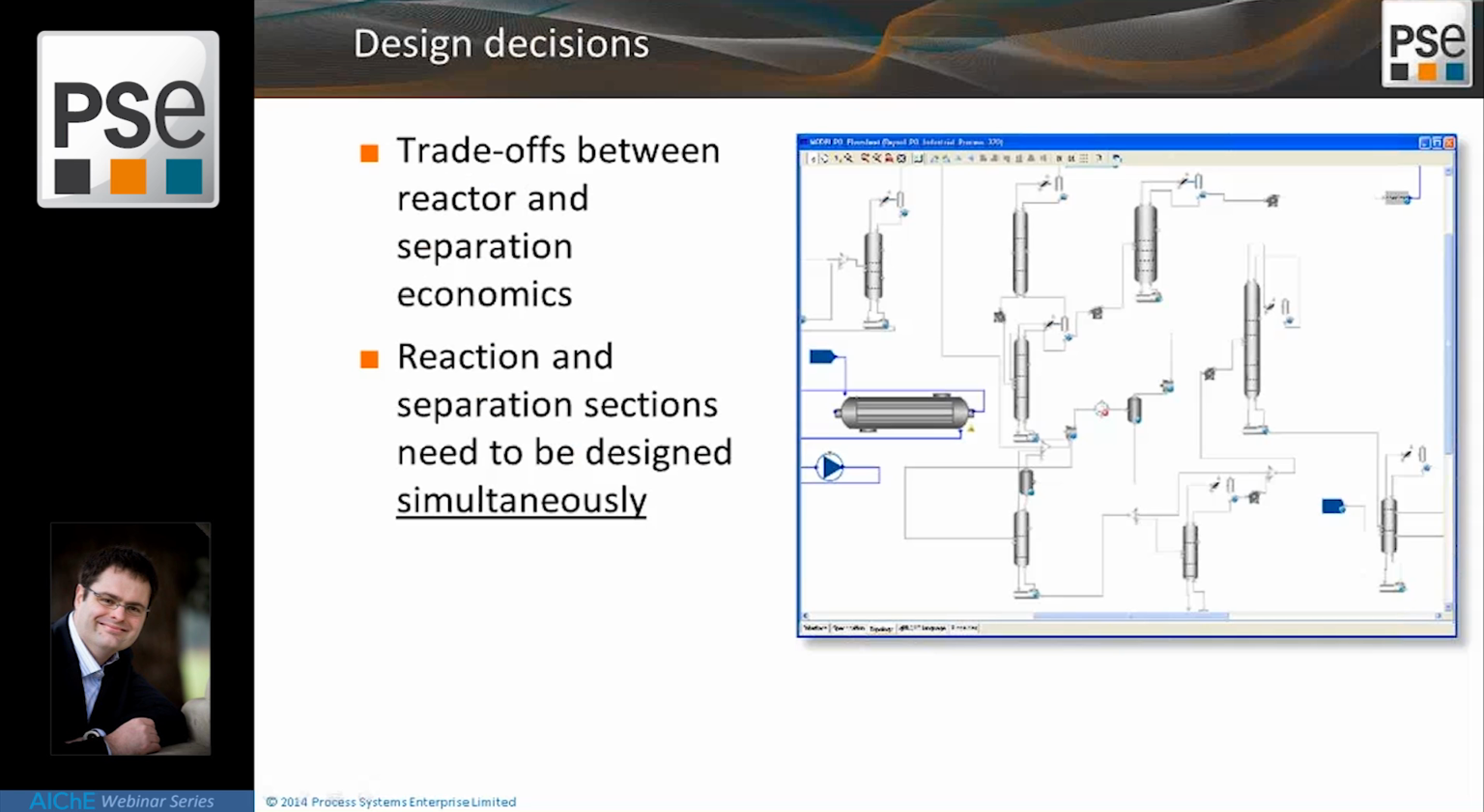Now, when you do a project like this, as I indicated, there are some trade-offs, not only in model complexity, and I'll come back to that, and the optimization problem, but also between reactor and separation economics. And in this case, it really made sense to do this simultaneously. But what decisions to make?